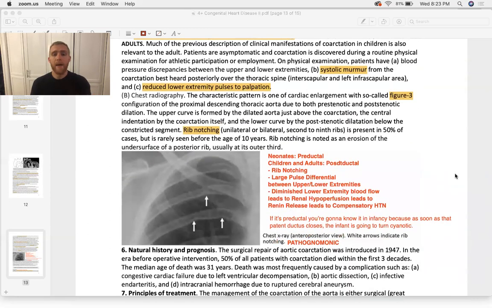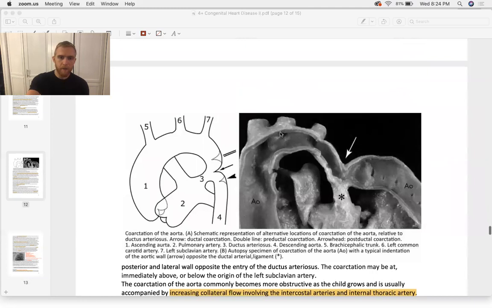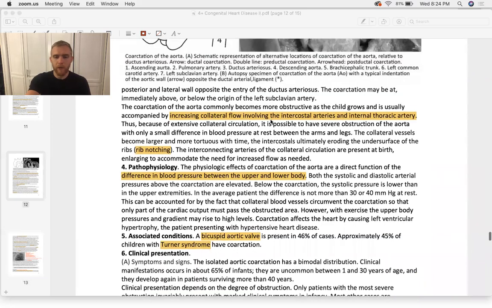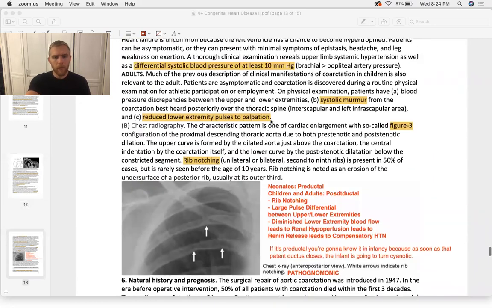Some more pathognomonic signs include the figure 3 configuration on radiograph, which if you look at the outline of this aorta, it kind of looks like a 3. So that's fairly pathognomonic. Shoot, that is pathognomonic. What else is going to make your aorta look like a 3? Maybe syphilis, I don't know. Furthermore, there's rib notching.